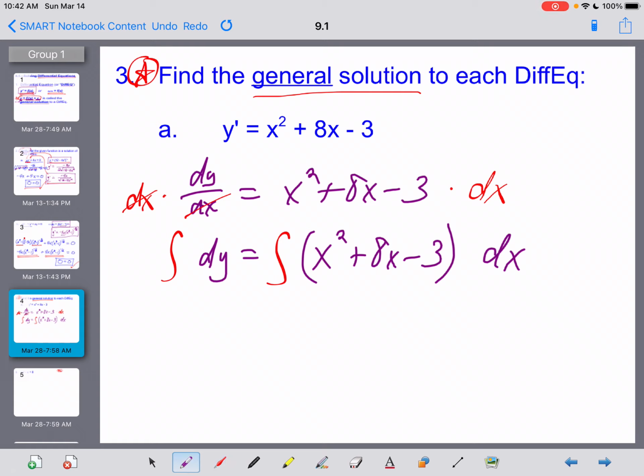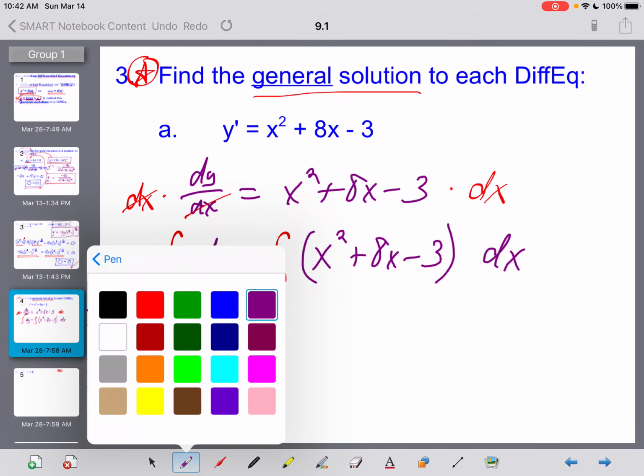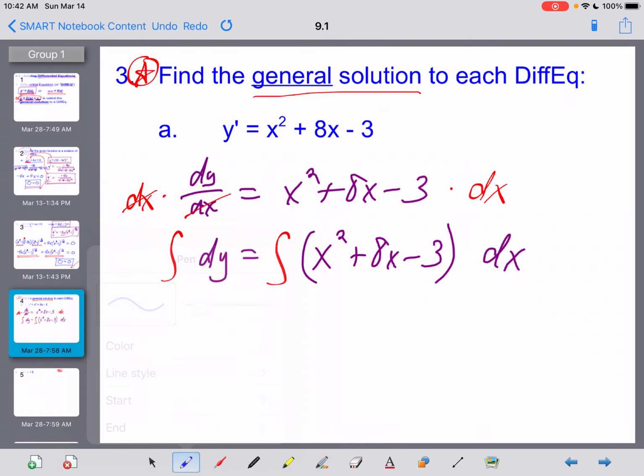And what I'm hoping you guys notice there, I know that the variable of integration is not something that has interested you guys at all, but you really can't have an integral without a dx or a dy at the end. So we've got an integral of dy on the left, and on the right, an integral of x squared plus 8x minus 3, but taken with respect to x.